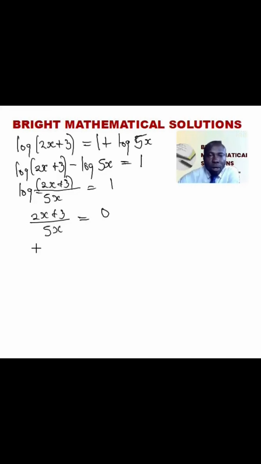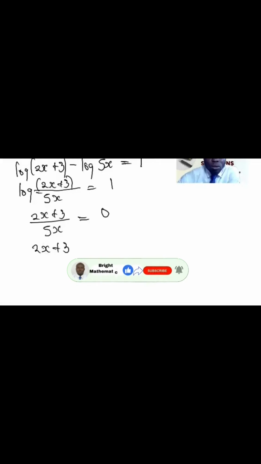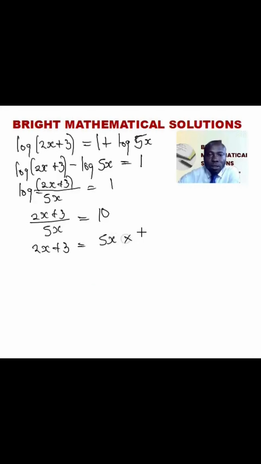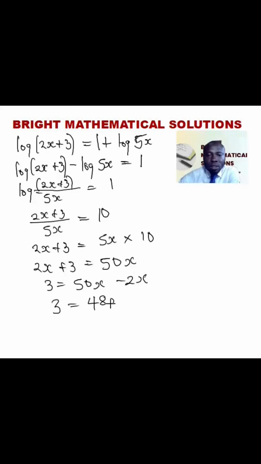So if we cross multiply, that gives us 2x + 3 equals 5x multiplied by 10. So this now becomes 2x + 3 equals 50x. So if we collect the like terms, 3 equals 50x minus 2x. So 3 equals 48x. So x now equals 3 over 48, and this is 1 over 16.